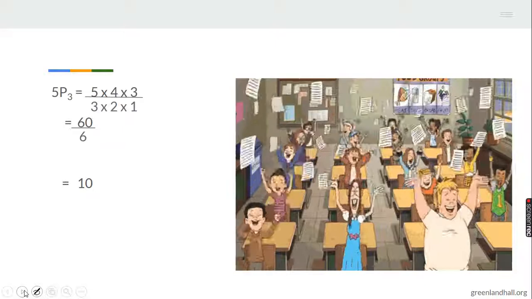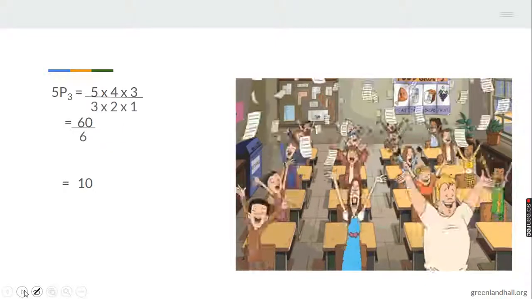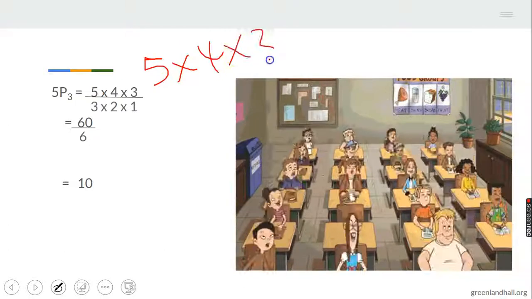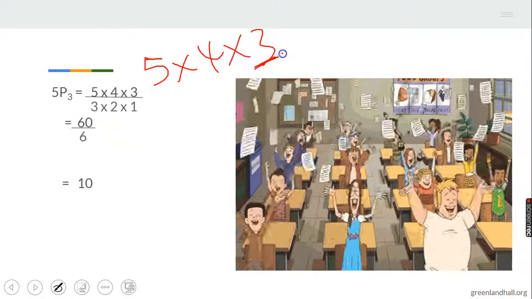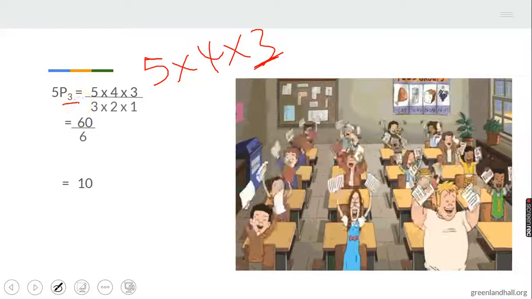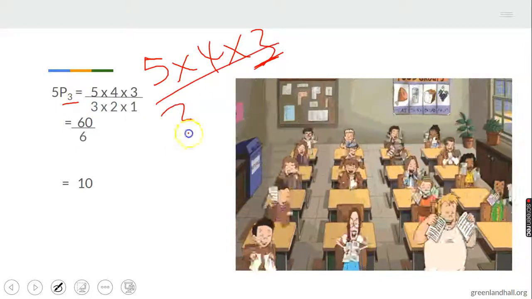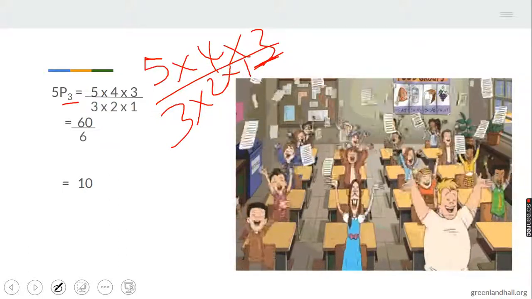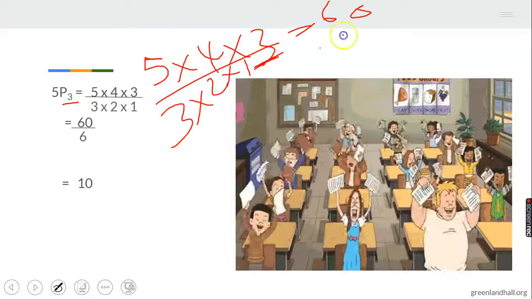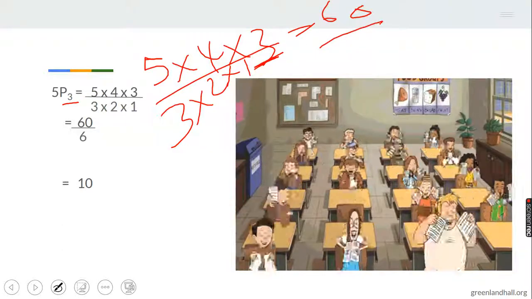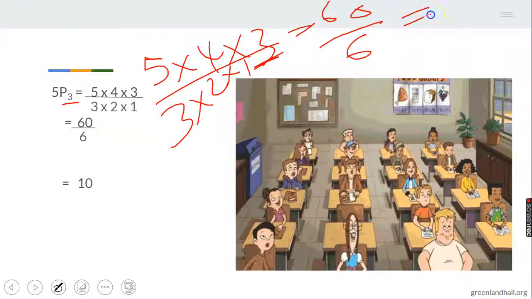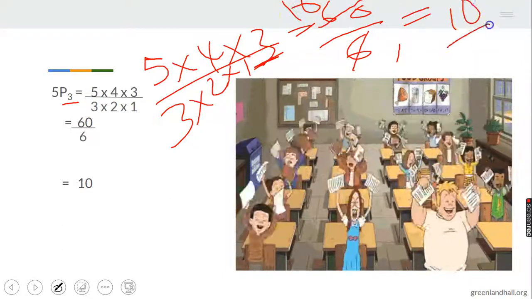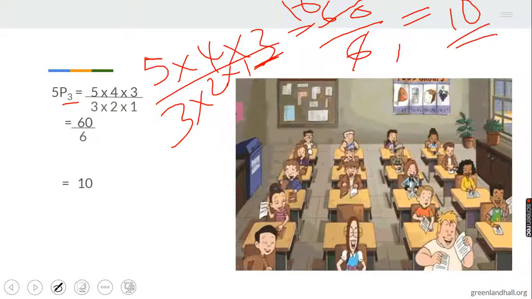Permutation, 5 permutation 3. Alright, so 5 permutation 3 means 5 combination first, 5 times 4 times 3. Okay, because it stops here at 3. Then, you know, permutation 3 is starting with what? 3 times 2 times 1. So 5 times 4 times 3 will give you 60. Alright, 60 over 3 times 2 is 6, 6 times 1 is 6. So 60 over 6 gives 10. So what's our answer ultimately? That gives us 10. And that is the 10 we have over there.